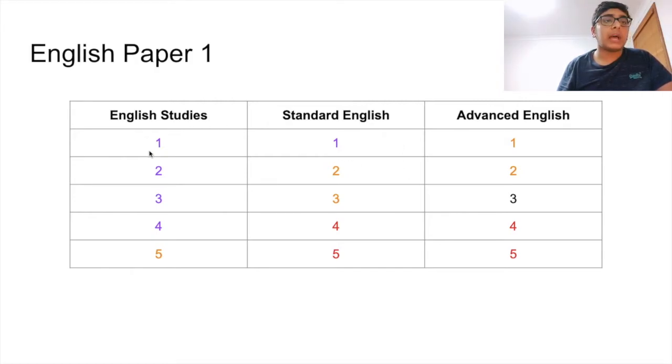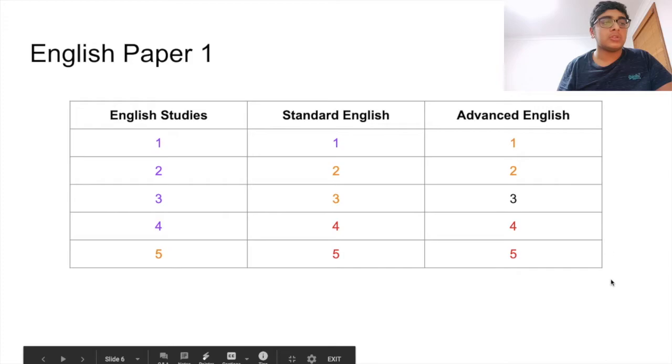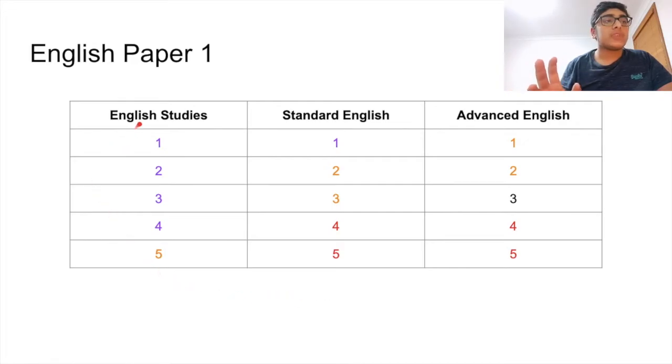these are the short answer marks, the short answer response questions. There are 5 questions in the HSC. If you see here, the purple ones represent questions that are specific to English Studies.